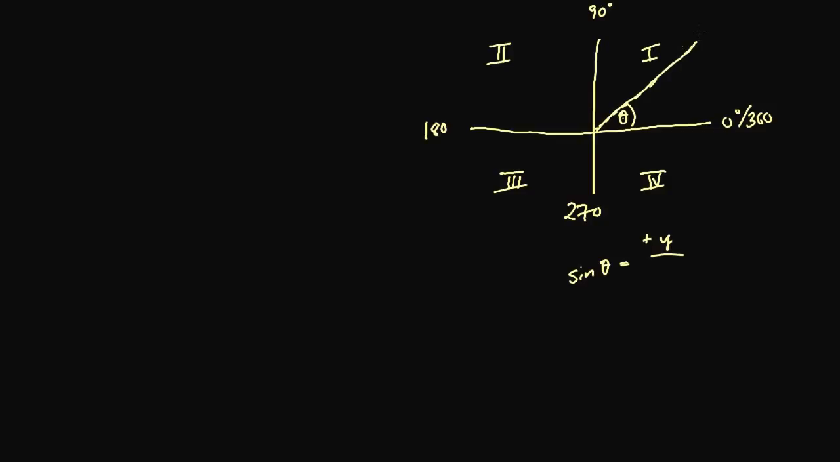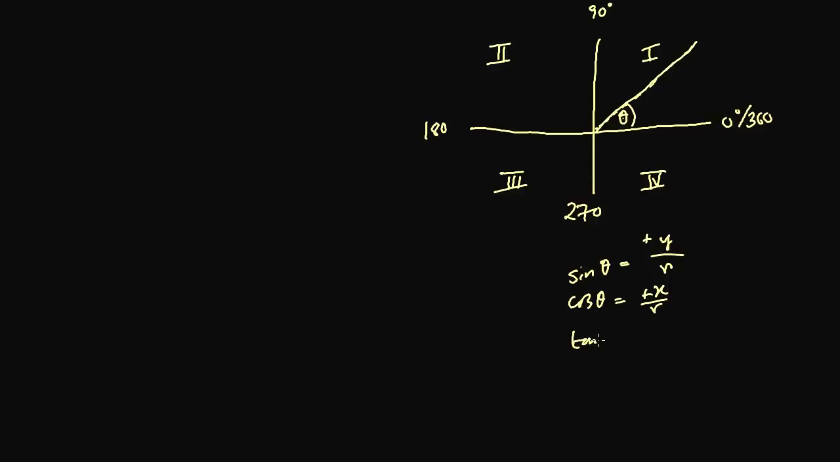Then the hypotenuse would be this, and the hypotenuse would always be positive because it is not on the x or y axis. Let me call the hypotenuse r. So sine theta would be positive. Similarly, cos theta would be adjacent, which is x, and x is positive, divided by the hypotenuse r, that would be positive. So the values of cos theta and sine theta both would be positive.